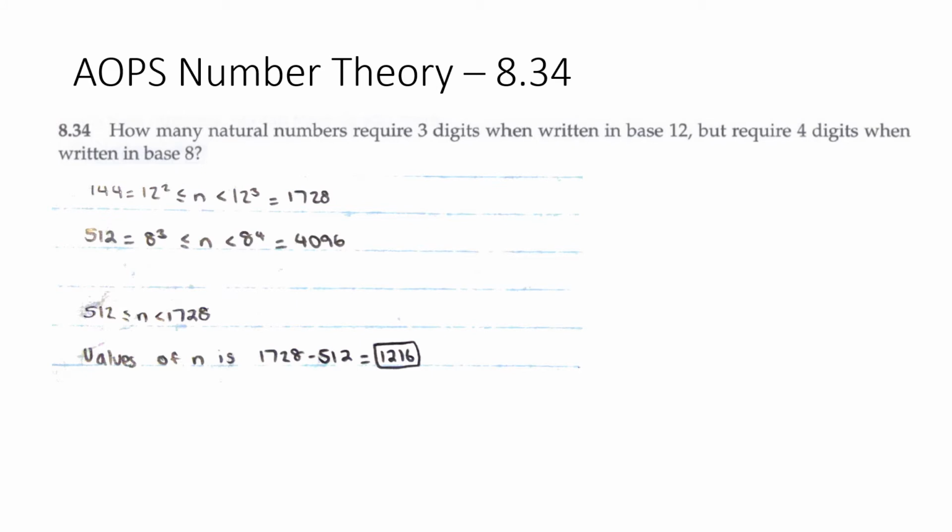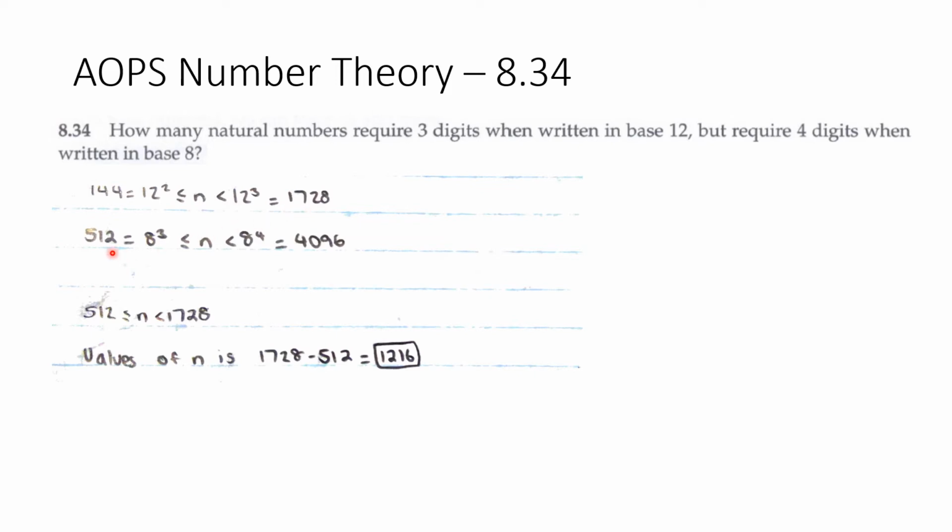AOPS number theory 8.34. How many natural numbers require 3 digits when written in base 12, but require 4 digits when written in base 8? So if it requires 3 digits when written in base 12, that means 144, which is 12 squared, is less than or equal to n, which is less than 12 to the power of 3, which is equal to 1728.